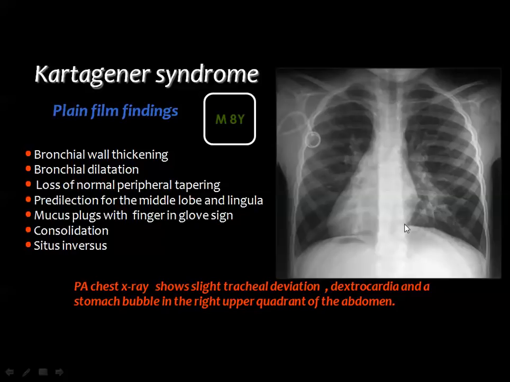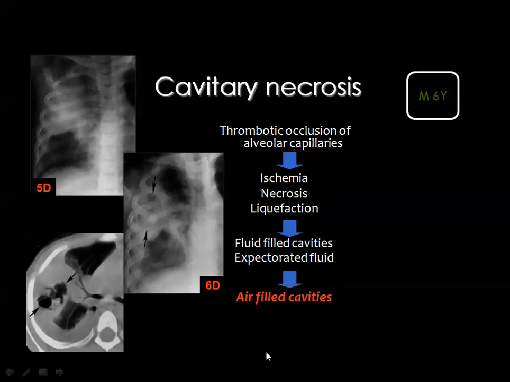This disease is usually seen in the paracardiac areas, in the lingula and the right lower and the middle lobe. And also you may get some mucus plugs within the bronchi, giving the finger and glove sign. And also you can see some consolidations.